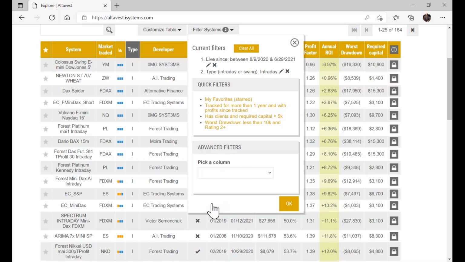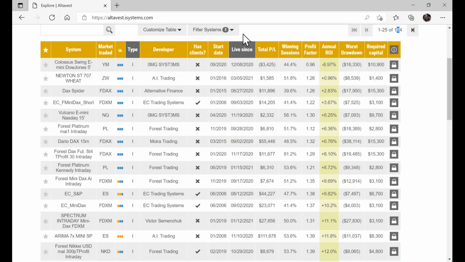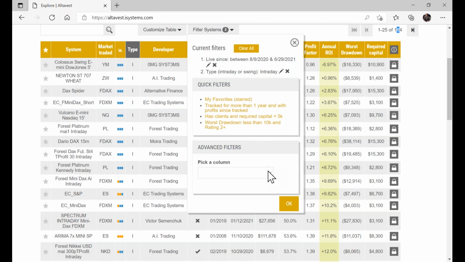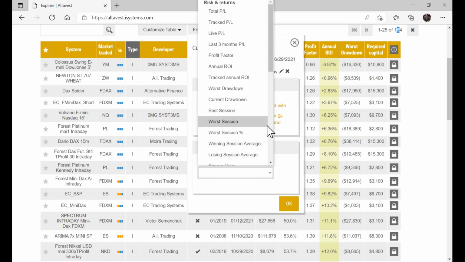So we'll add that as a filter. So now you have 164 that meet that criteria. And we can go on and on. I'll pick one or two more so you can get an idea.